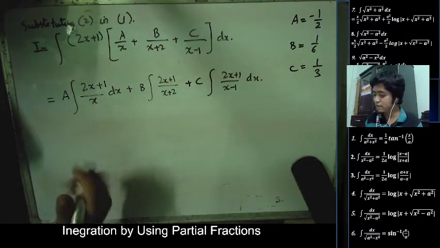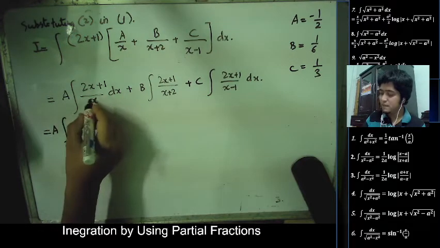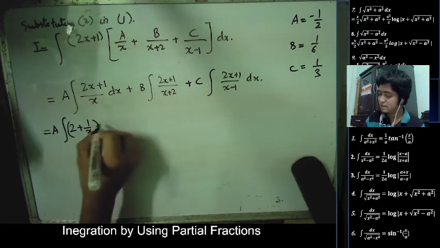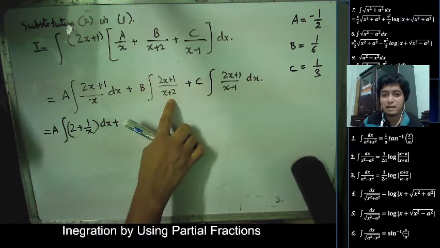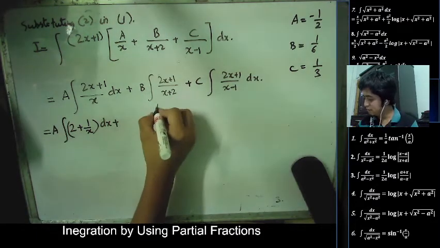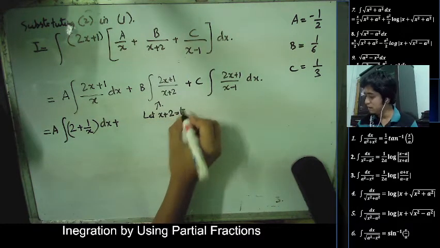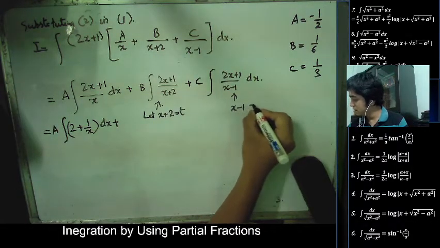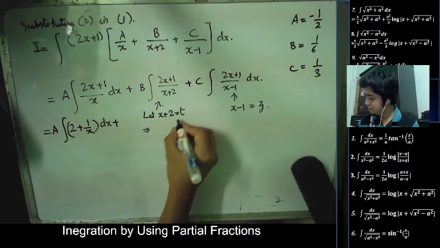Okay, how will I do it? You notice that the first one is relatively easier. You can just write it as 2, split it. You will be having this. Now for this one, how will I do it? I can choose x plus 2 equal t. So for the second one, x plus 2 equal t. And for the third one, I will choose x minus 1 equal z.